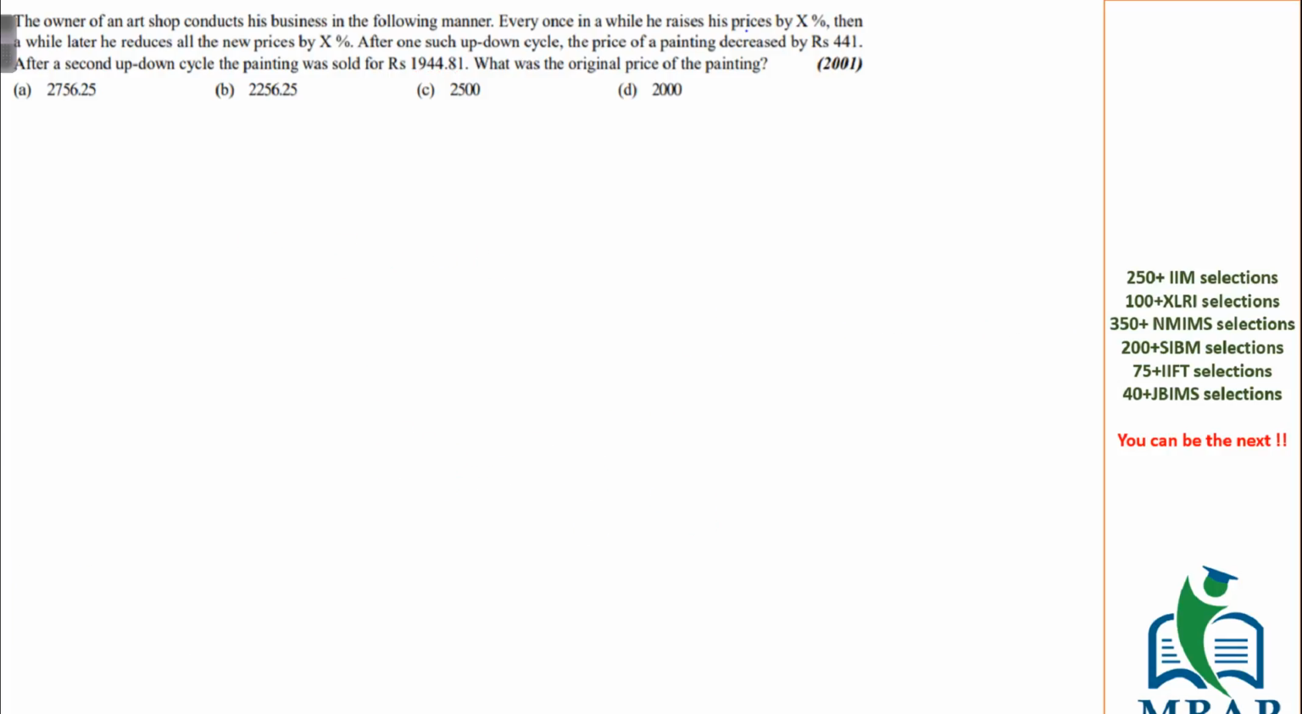So in this question, if you look at the options really very well, you will understand a couple of options should not even be featured. So had it been the question of Kaun Banega Crorepati, very easily you would be able to eliminate 2 of the options without asking for any help to the host. You are saying twice you increase the value and reduce the value by X percentage. After one such cycle, the value reduced by 441. And after 2 such cycles, the value has been sold for 1944.81, right?